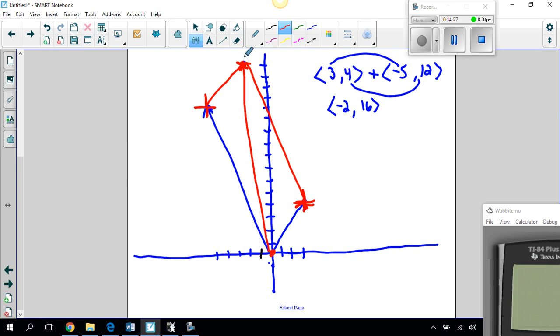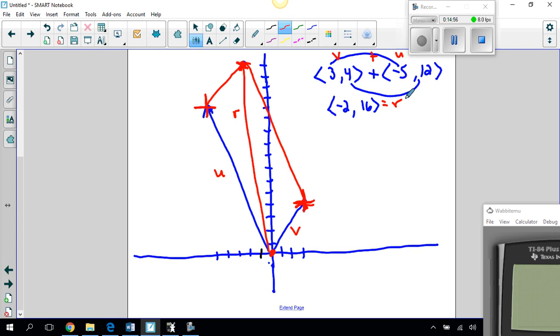So one method is called head to tail, and here's head to tail again. And the other method is called the parallelogram method, where you just draw the diagonal of the associated parallelogram. But note, this is vector V, this is vector U, this is vector R standing for the result. So V plus U equals the resultant vector R.